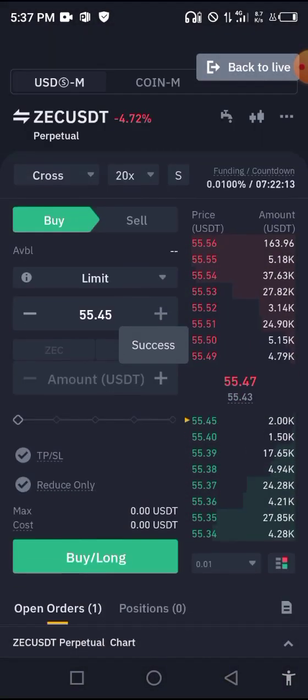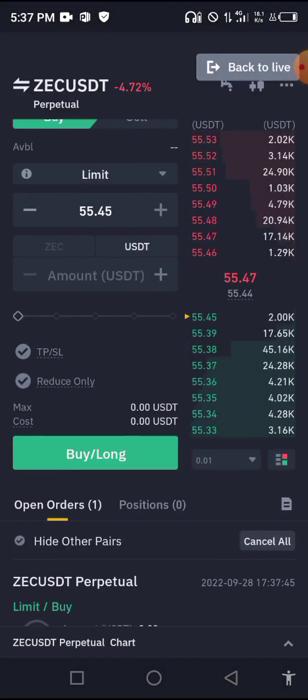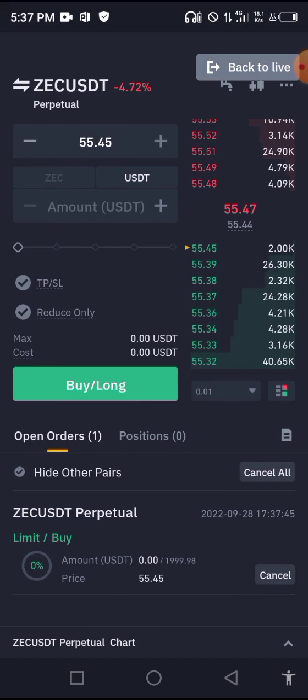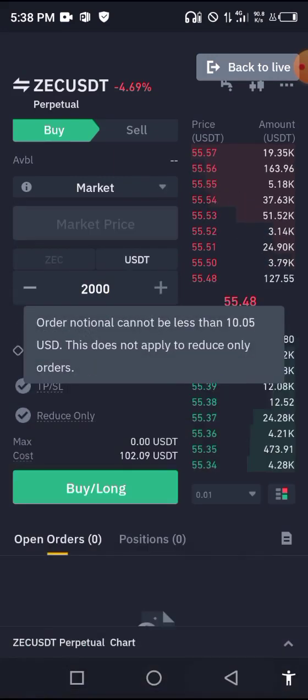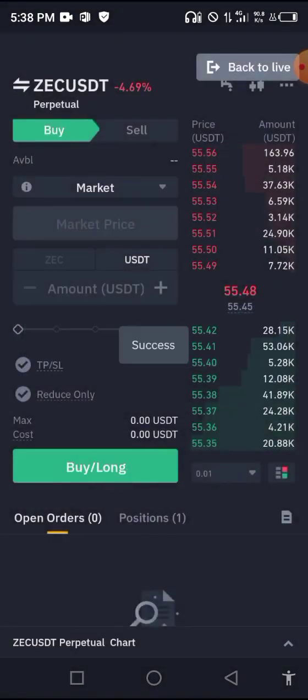Sorry, I want it to be at the current market price. I think I would have to cancel this. Let me cancel it. Let's enter at the current market price because I want to show you guys a few things. All right, so now the trade is triggered.